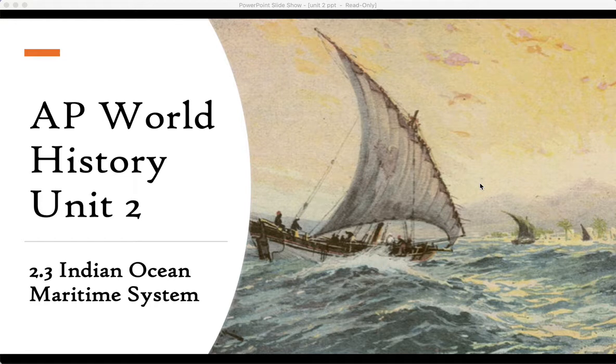Today we are going to be talking about the Indian Ocean Maritime System. This is one of our large trade systems in Unit 2, so this is one to definitely know.